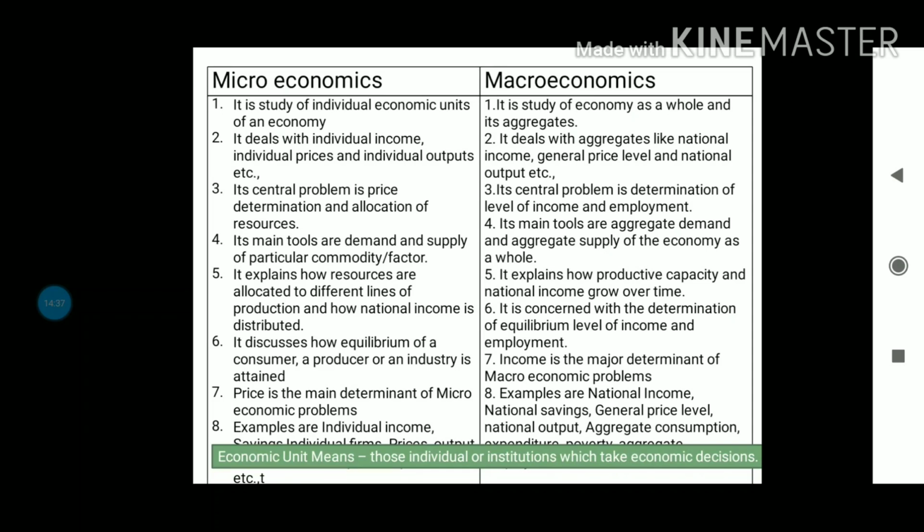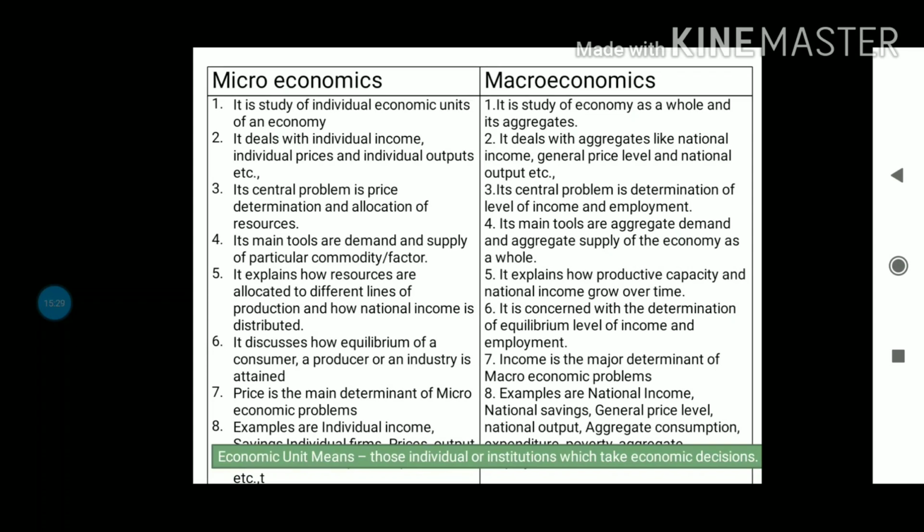Point number three, its central problem is price determination and allocation of resources. And in macroeconomics, the central problem is determination of level of income and output. Means the central problem of microeconomics is price determination and allocation of resources, whereas the central problem in macroeconomics is determination of level of income and employment. Then its main tools are demand and supply of a particular commodity. Remember that we are talking about a single commodity only. And in macroeconomics, the main tools are aggregate demand and aggregate supply, where we are using the summation of all the demands of all the products within the economy.